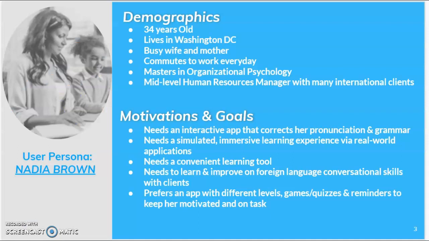Nadia Brown is a 34-year-old wife and mother who lives in Washington, D.C. She has a master's in organizational psychology and is a mid-level human resources manager with many international clients. Her motivations and goals are that she needs an interactive app that corrects her pronunciation and grammar. She needs a simulated immersive learning experience via real-world applications.